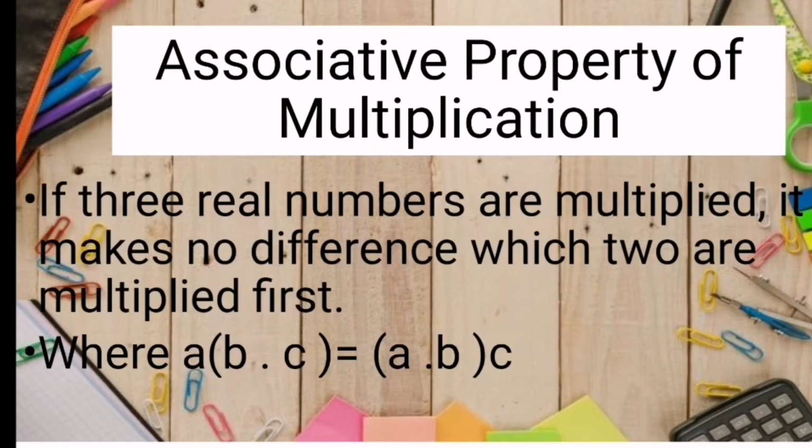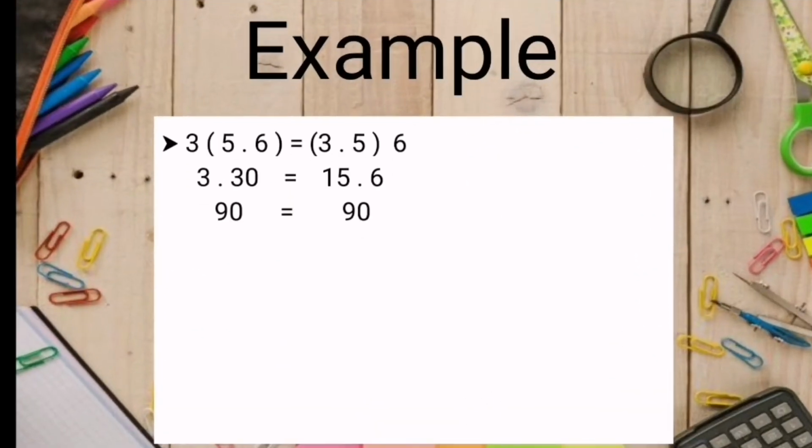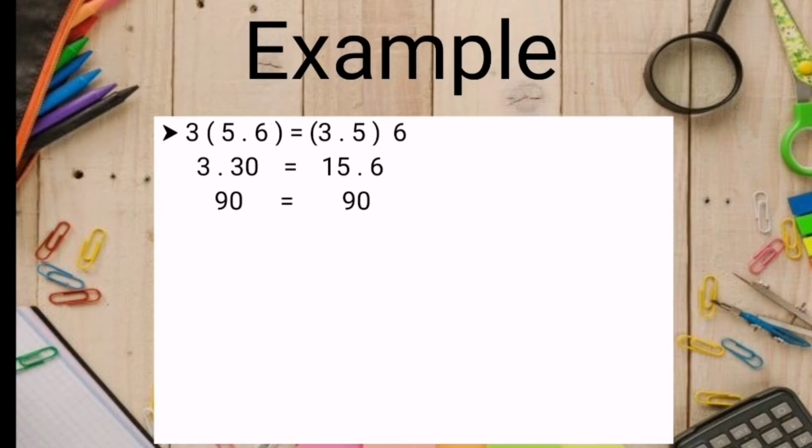Associative property of multiplication. If three real numbers are multiplied, it makes no difference which two are multiplied first, where a times (b times c) is equal to (a times b) times c. For example, 3 times (5 times 6) is equal to (3 times 5) times 6. So 5 times 6 is equal to 30, then 3 times 5 is equal to 15. Then 3 times 30 is equal to 90, then 15 times 6 is equal to 90.